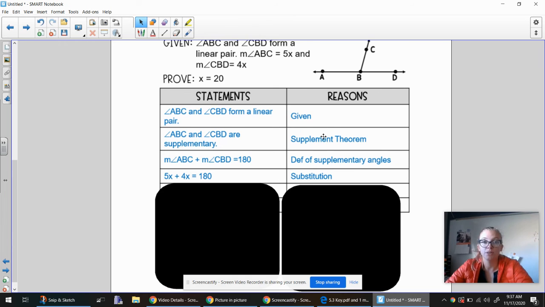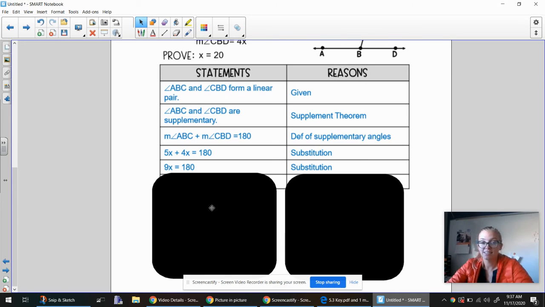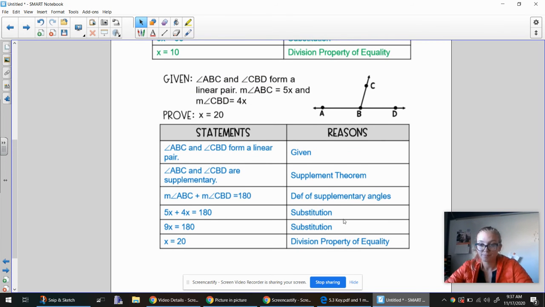Then we can substitute in the expressions for the measure of angle ABC and the measure of angle CBD. 5x plus 4x is equal to 9x. And when we divide on both sides, we get x equals 20.